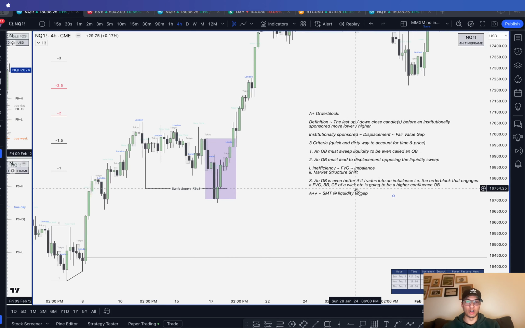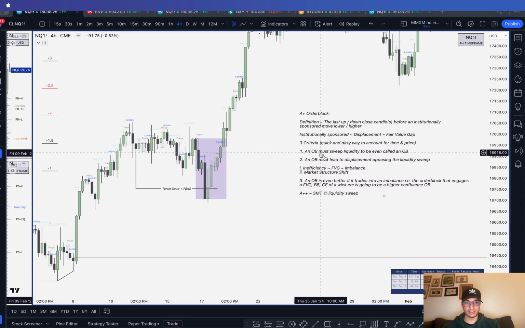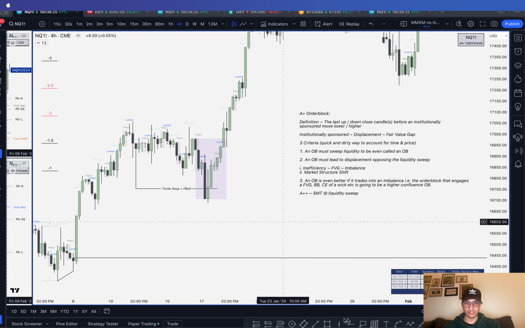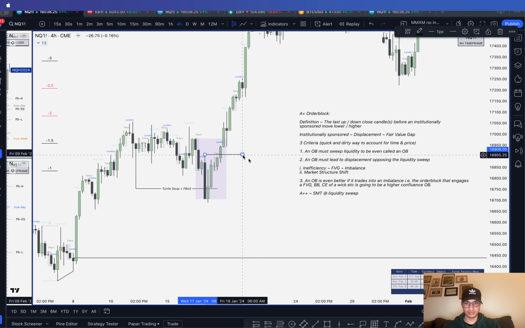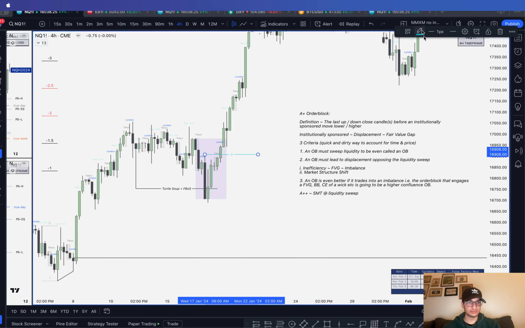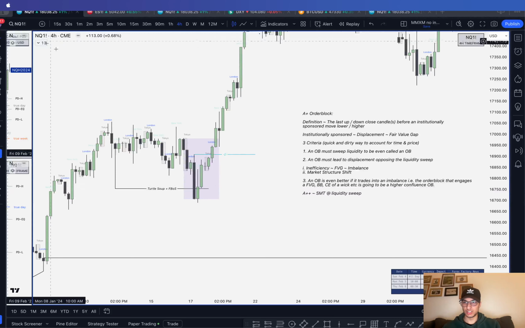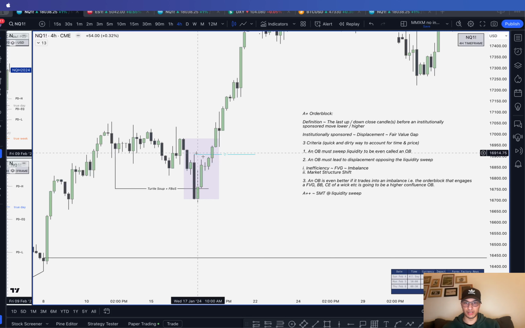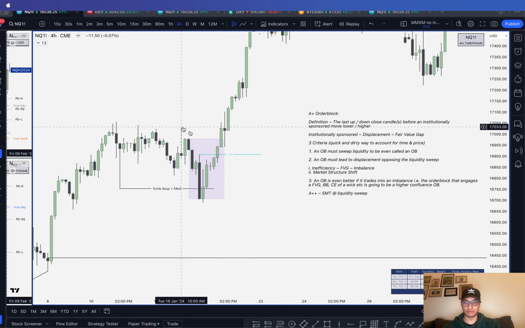Okay, so are all conditions met here? Quickly. Sweep? Yes. Displacement? Yes. I see displacement, right? Yep. Let's make this a little bit less bright so we can draw in our market structure shift. Right? That's our market structure shift right here. Okay. I'm going to turn off these sessions too. It's really annoying me. There we go. Market structure shift right here. Secondary market structure shift right there.